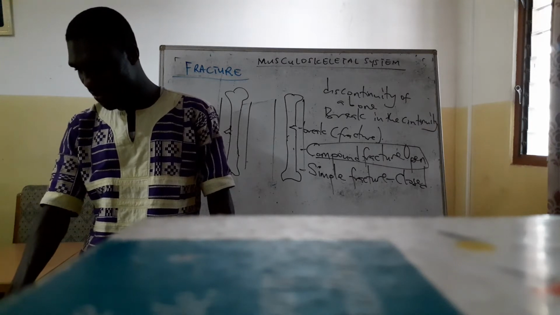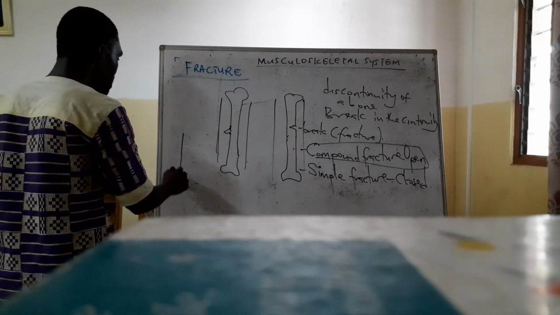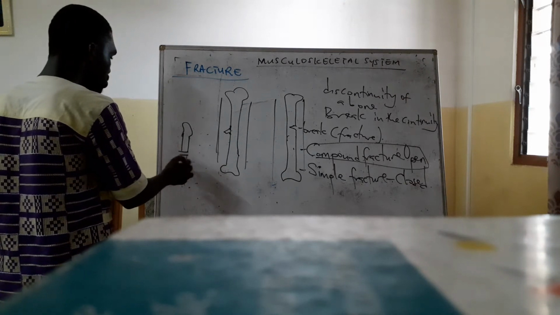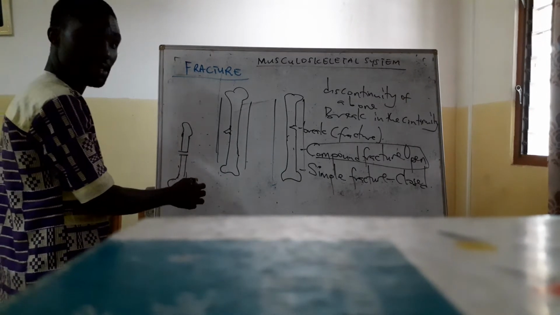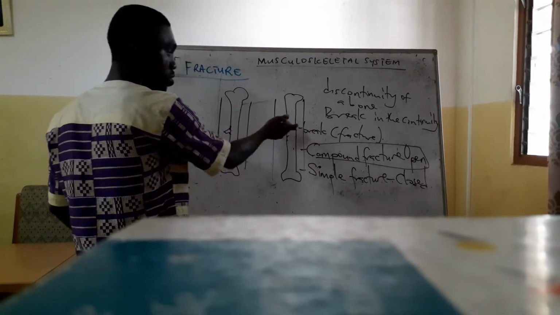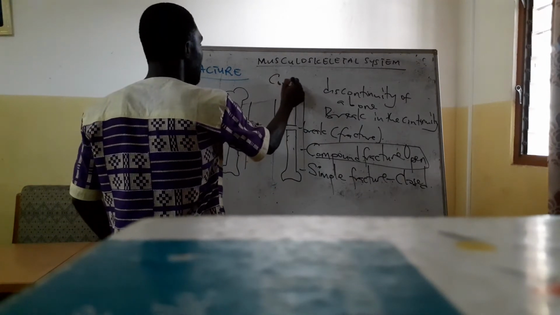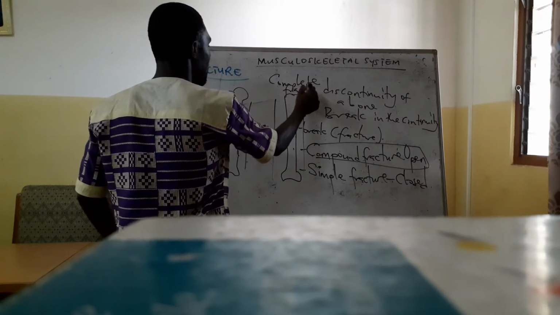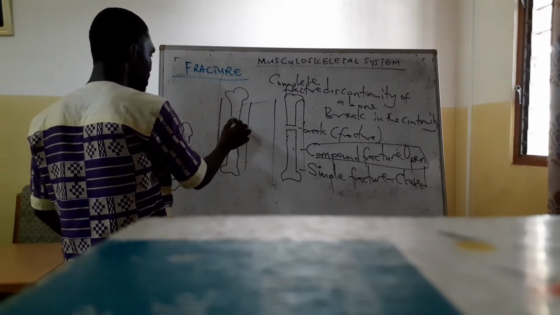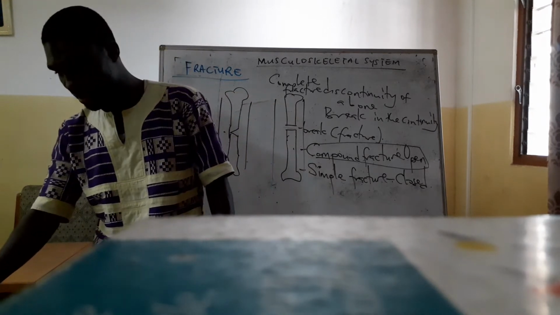But there are several other types of fracture, and another thing is a fracture can be complete or incomplete. A complete fracture is where the whole bone is broken. With this type of fracture, the bone is broken completely, and that is what we term as complete fracture. But with incomplete fracture, part of the bone is intact whilst the other part is broken.